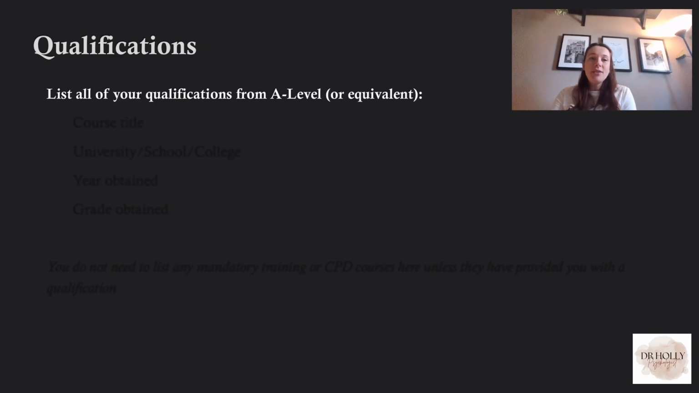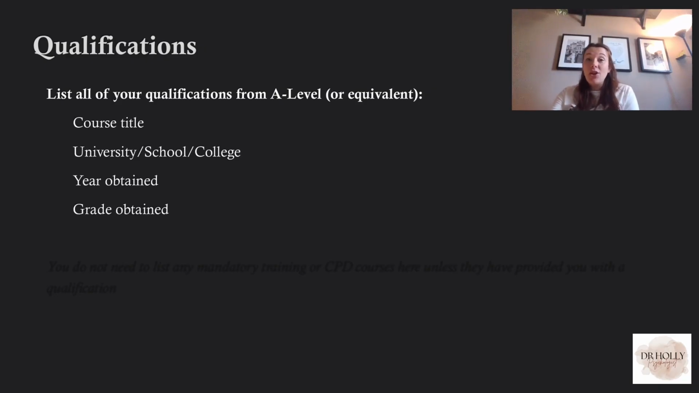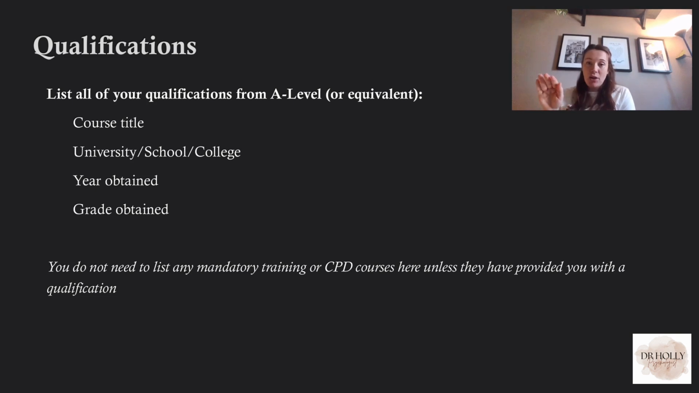Qualifications then. This is usually quite a quick section. You're just listing all of your qualifications from A-level or equivalent. So you have to put in the course title, the institution where you studied it, the year obtained, and the grade obtained as well. You don't need to list any mandatory training or continuous professional development courses here unless they have provided you with a qualification. So if you've done the training to do EMDR and you're a qualified EMDR therapist, you'd probably put that in there in the other qualification section. But otherwise, you don't need to put that you have done a day on safeguarding adults, for example.